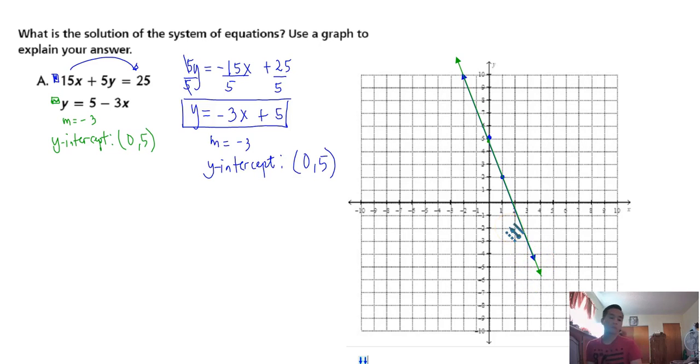Therefore, because they are the same line, they are the same equation, we can now say that all the ordered pairs on the line are solutions to both equations. So all points on the line are solutions to the system of equations. If they ask you what the solution is, then the solution is infinite. Infinitely many solutions.